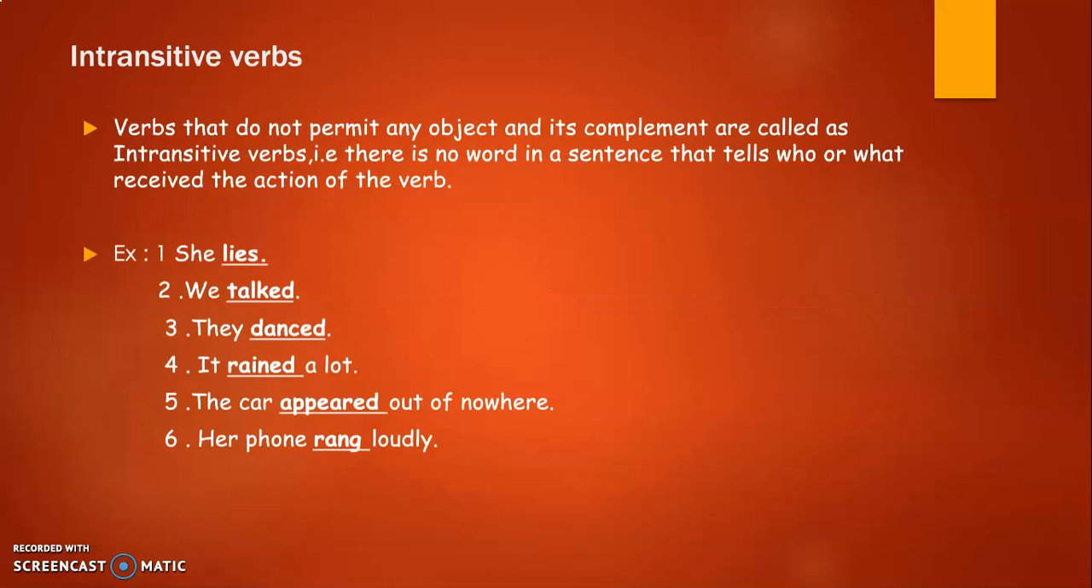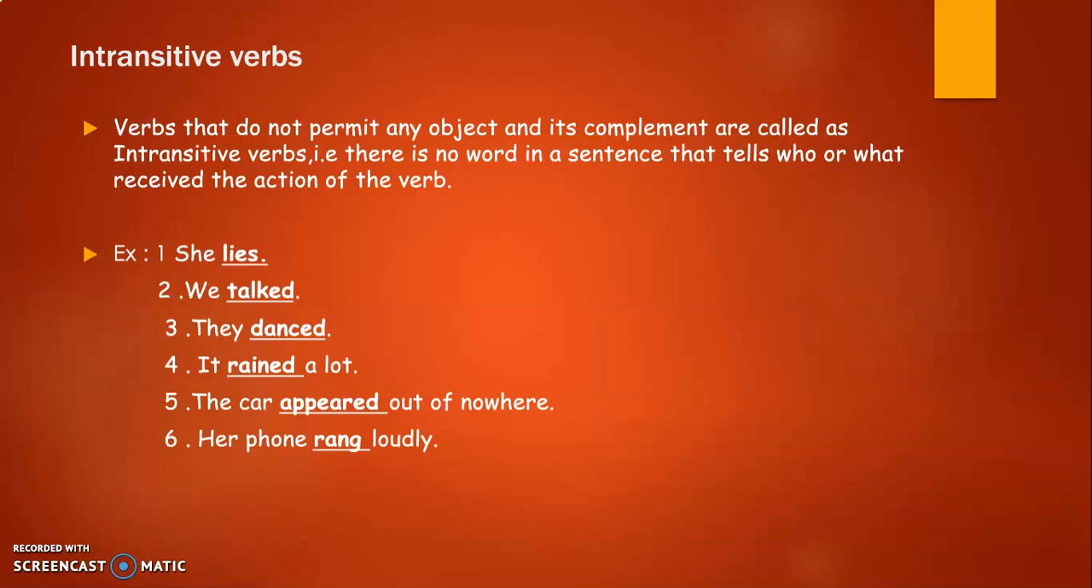So, what is an intransitive verb? The verbs that do not permit any object and its complement. They are called intransitive verbs. That means there is no word in the sentence that tells who or what receives the action. That means there is no direct object to receive the action. Such kinds of verbs are called intransitive verbs. In the first example, she lies. The sentence is correct, but there is no object to receive the action. Lies is an intransitive verb.